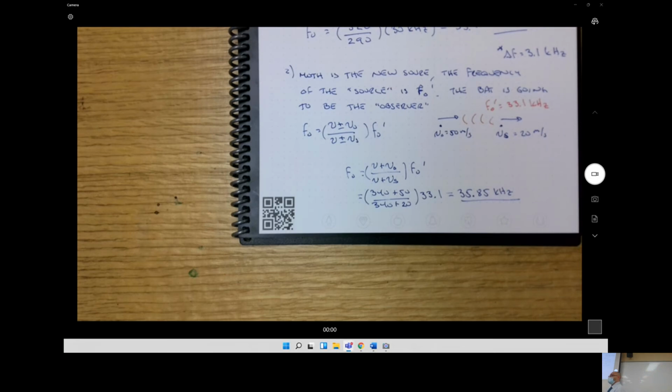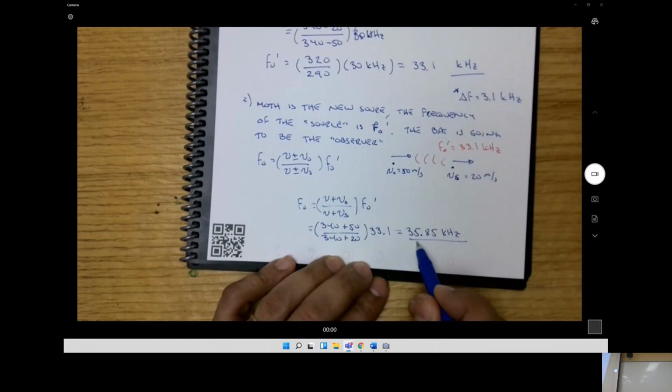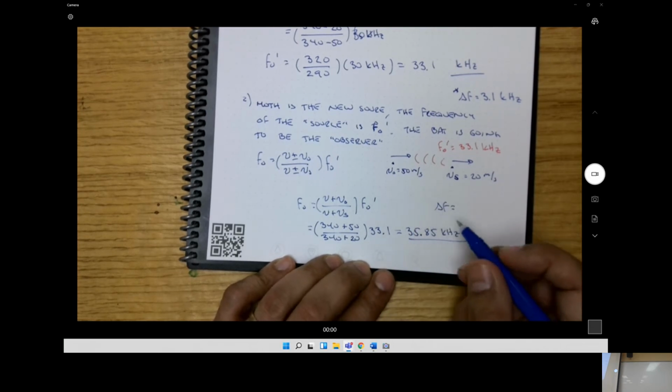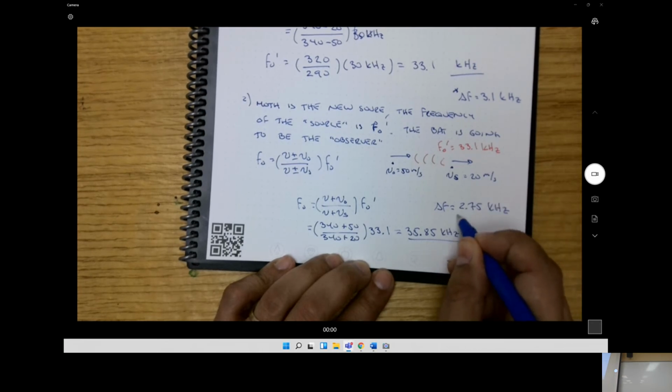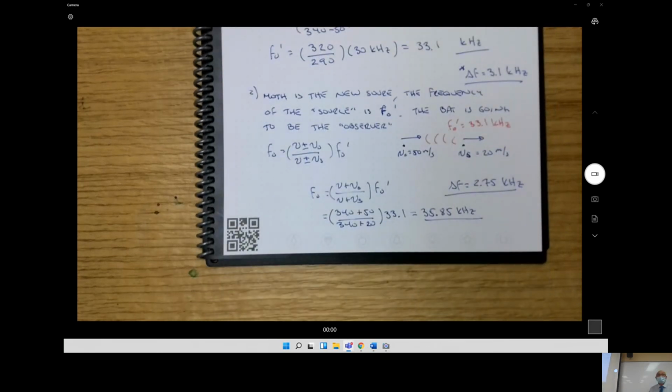Any questions? If I calculate delta F, the difference between 33.1 kilohertz and 35.75, this delta F is going to be 2.75 kilohertz. So not exactly the same. Okay, makes sense?